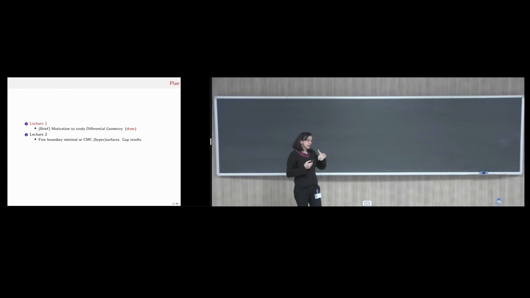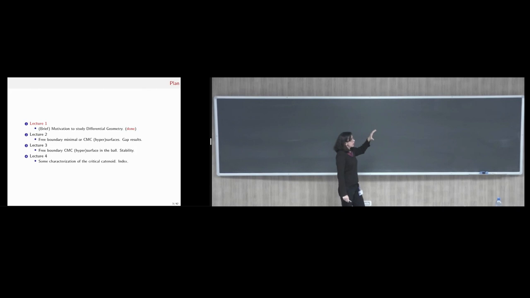What are gap results? You have a surface in the ball, and you want to classify the surface. So use this gap result to classify the surface or hypersurface. And in lecture three, I will talk about free boundary CMC hypersurfaces in the ball, stability, and in lecture four, we talk about some characterization of the critical catenoid and the open problems. Yes, this is the plan.